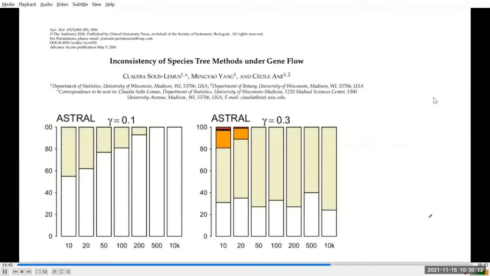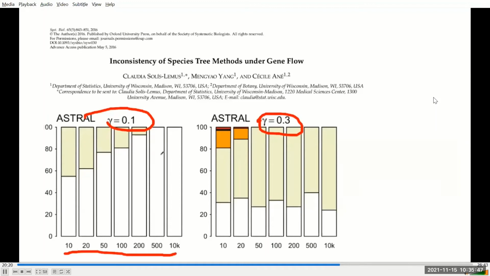Another issue with species tree methods is that they appear to be inconsistent. In 2016, Claudia Solis-Lemos in Cecile Ané's lab in Wisconsin ran a study in which Claudia simulated a hybrid network, and she put in one hybrid node, sometimes giving it a gamma of 10% and sometimes giving it a gamma of 30%. And then she simulated from 10 to 10,000 nuclear genes and ran Astral on the simulated sequences. And when she was using 10%, all was good.